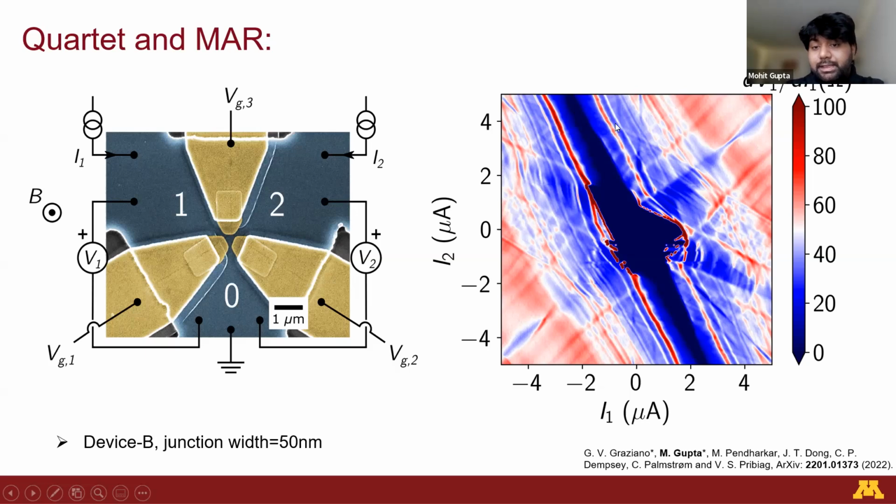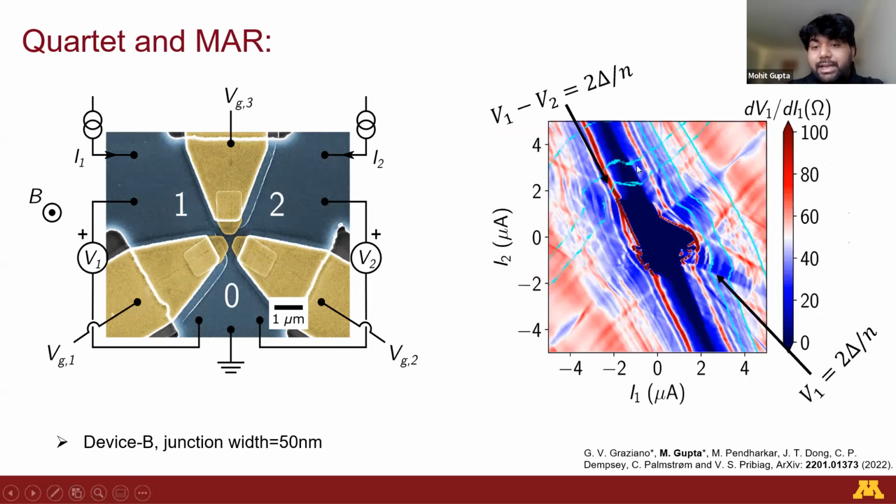So we see these faint lines, and these lines are essentially due to multiple Andreev reflections happening in the device. The lines that envelop the main superconducting arm along I2 equals minus 2I1 are due to multiple Andreev reflections happening between terminal 0 and 1. And these lines happen to be along V1 equals 2 delta over n, where n is an integer. And the lines that envelop this main diagonal along I1 equals I2 are along V1 minus V2 equals 2 delta over n, which is again the condition for multiple Andreev reflections.